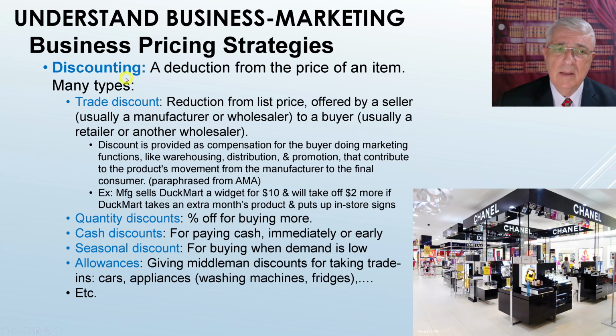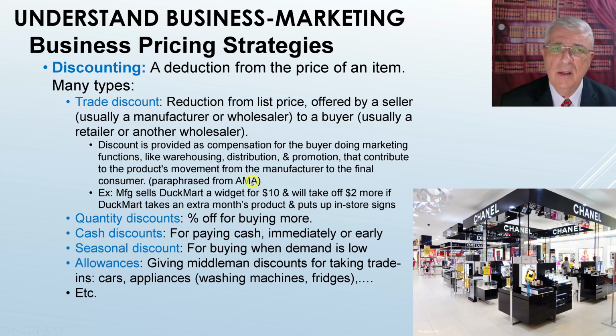Okay, discounting. This is also familiar from consumer pricing, but there is also discounting in business-to-business pricing. It's just a deduction from the price of an item. So we're all familiar with that. There are many types. One of these is called a trade discount, and it's a reduction from list price. It's usually from a manufacturer or wholesaler to a buyer, retailer, or another wholesaler. The discount is provided as compensation for the buyer doing some marketing functions, for example, warehousing, distribution, promotion, things that contribute to the product's movement from the manufacturer to the final consumer.